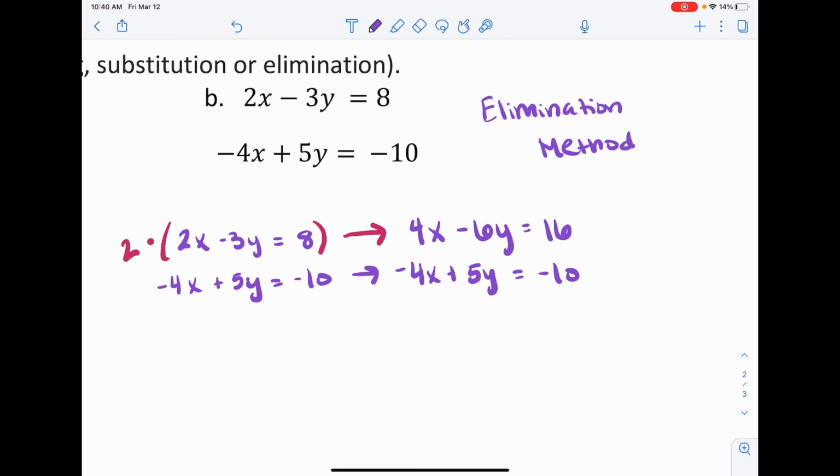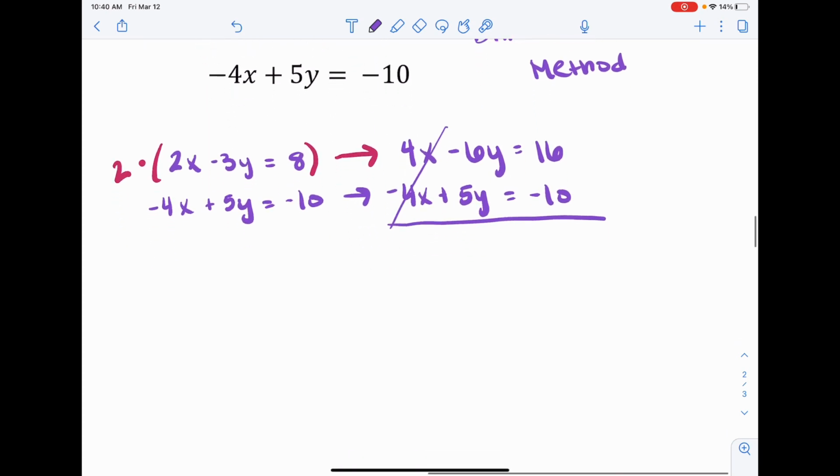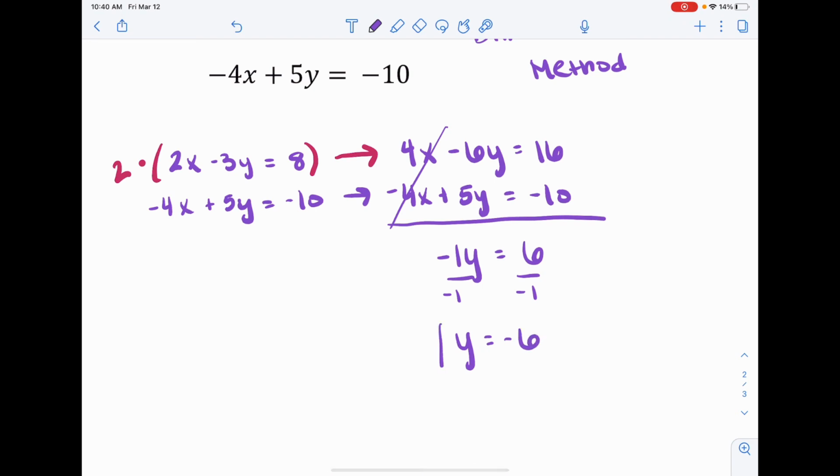Okay. Now when I add them together, these cancel. 4 minus 4 is 0. And negative 6 plus 5 is a negative 1y. And 16 minus 10, that would give us 6. Divide by negative 1. So y is equal to negative 6.